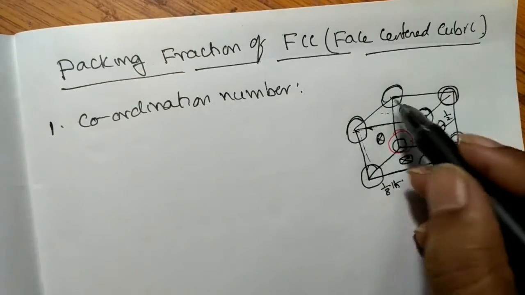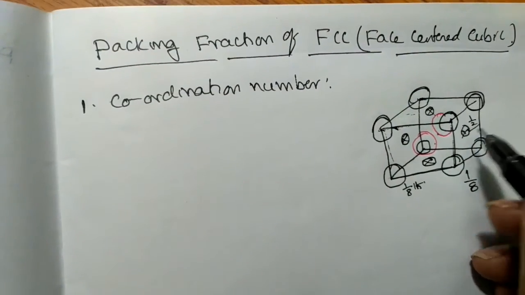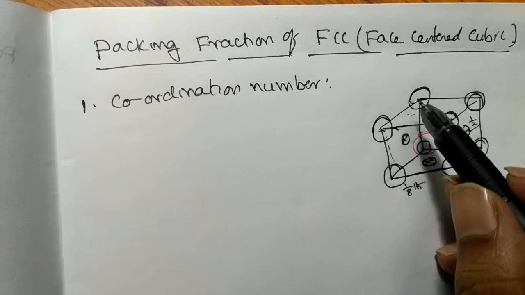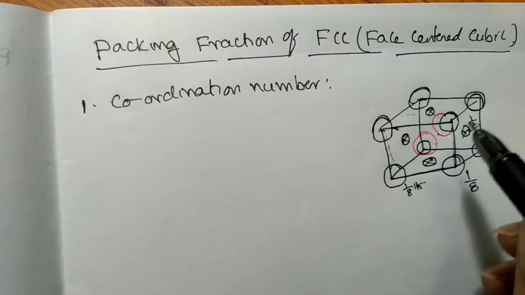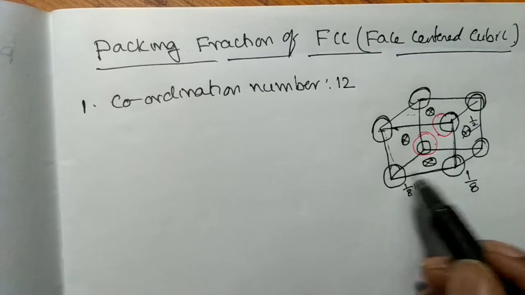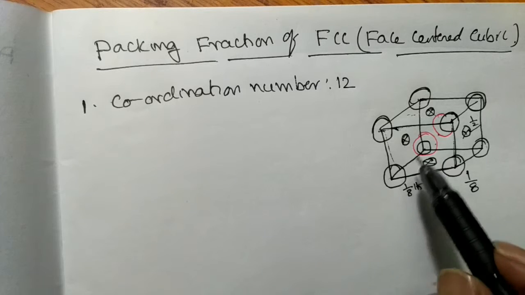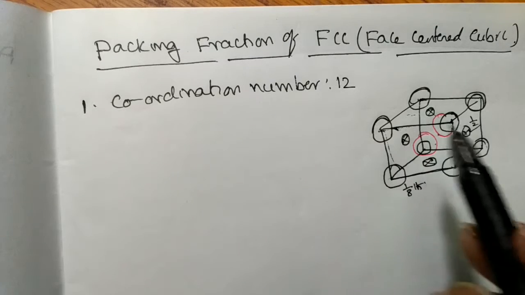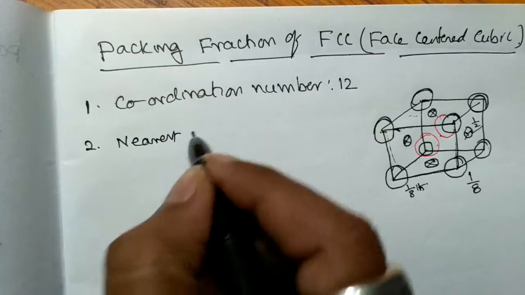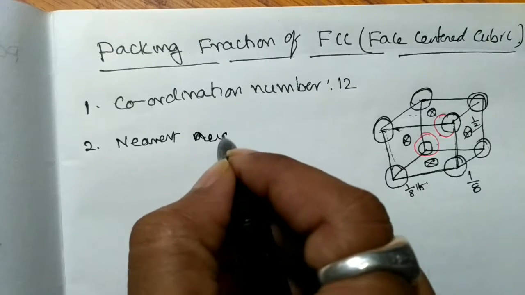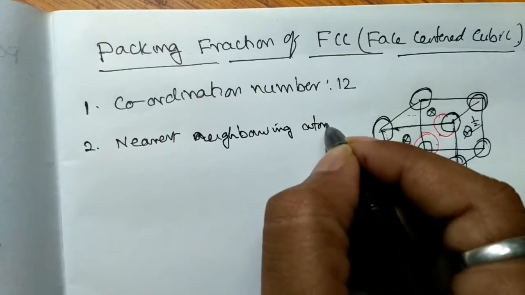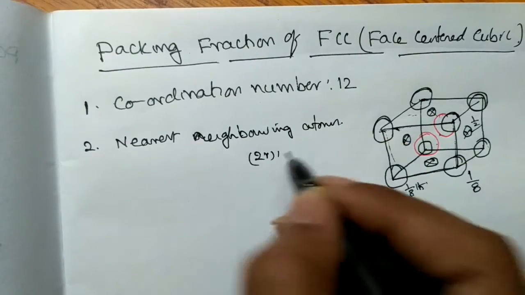So the coordination number: here a total of 14 atoms are present. 1 by 8th parts are 8, half parts are 6. Anyway, there are 14 present here. The coordination number will be 12. If you choose any one atom in bulk, the nearest neighboring distance atoms are 12. Second one is nearest neighboring atoms distance, that is 2R. We have to find 2R.